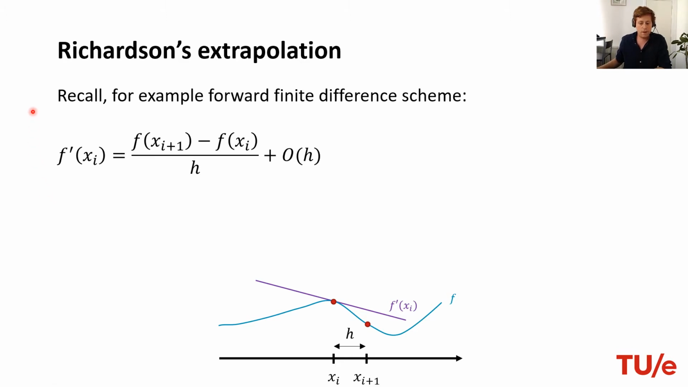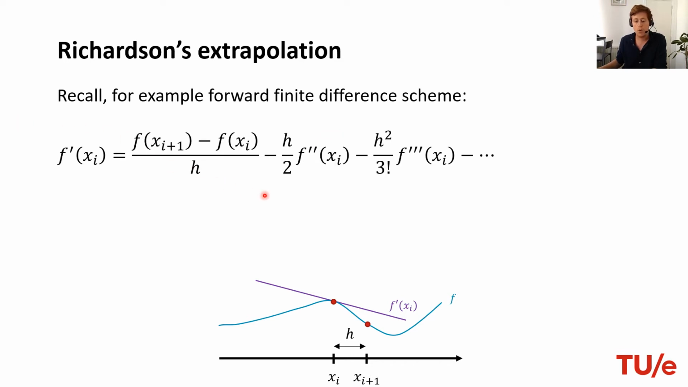Now let's look at an example and really apply Richardson extrapolation, as this will allow you to see how it works. So recall, for example, this forward finite difference scheme for approximating the first derivative at x_i. So the slope of this purple line, that's this first derivative, and what a simple forward finite difference scheme does is it takes the function value at x_{i+1}, subtracts the function value at x_i, and divides it by the spacing between x_{i+1} and x_i. The truncation error that you end up with is of order h.